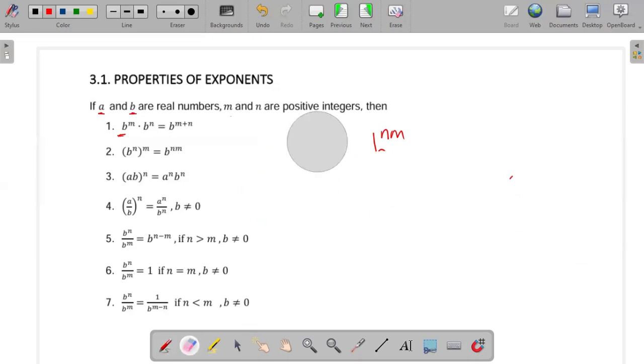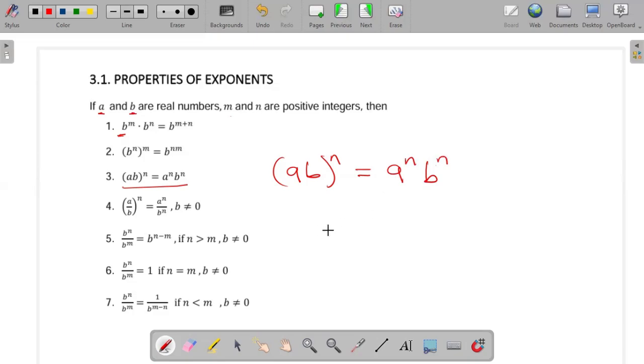So the next one, number 3. If I have A and B like this, where A and B are not equal, they are different numbers, and I have them raised to the same power n, I can distribute that power n to each and every real number there. So I'll distribute to A, I'll have A to the power n, and distribute to B like that, to the power n.